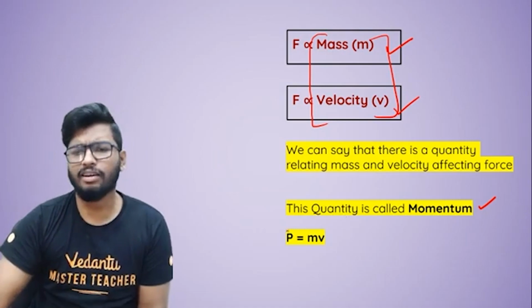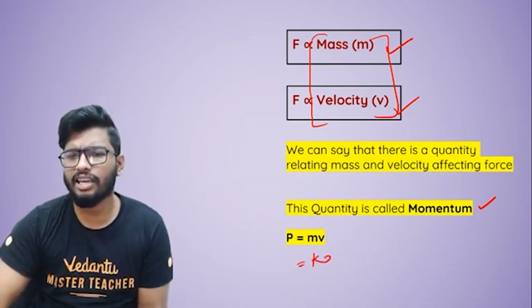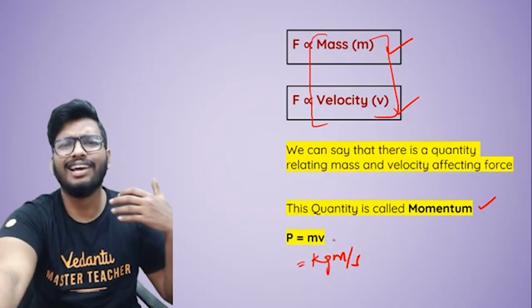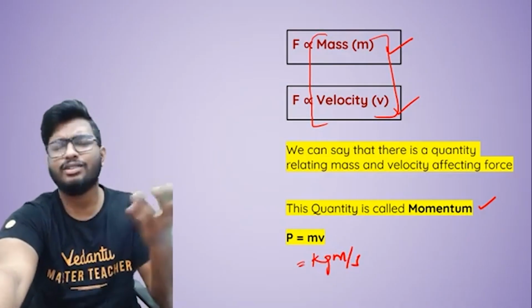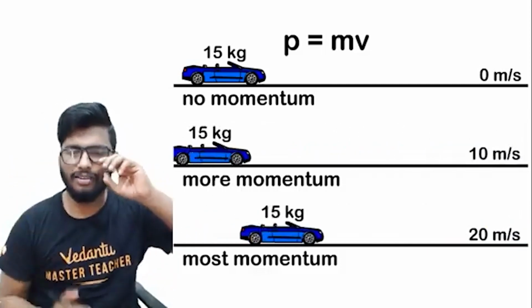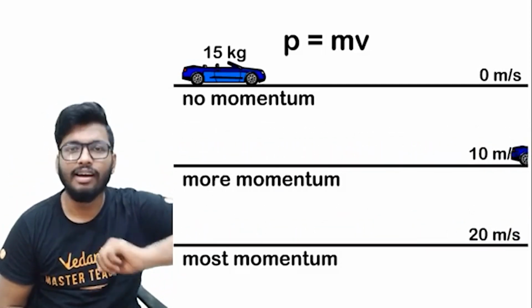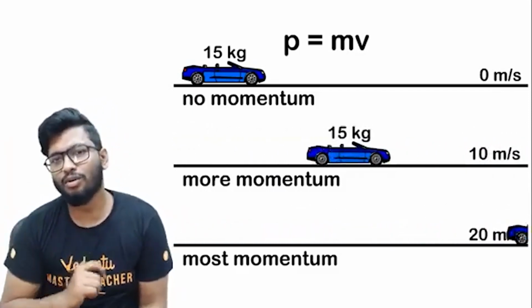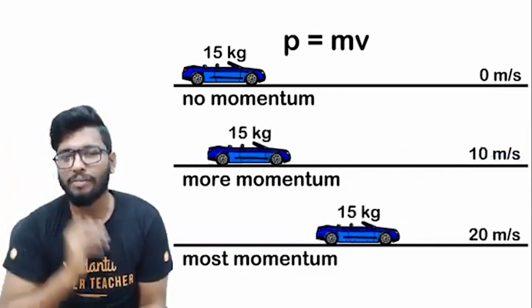So the unit is basically simple, guys. The unit is basically kg meter per second. That is because the SI unit of mass is kg and the SI unit of velocity is meter per second, so kg meter per second is the unit. Let's say there's a car which weighs about 15 kg. Now, if the velocity of the body is 0, then momentum is also 0, because 15 into 0 is 0.